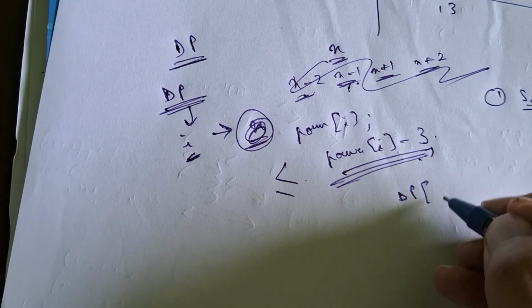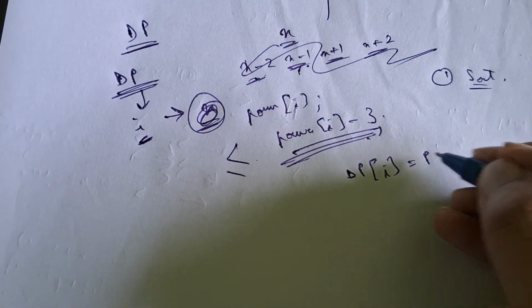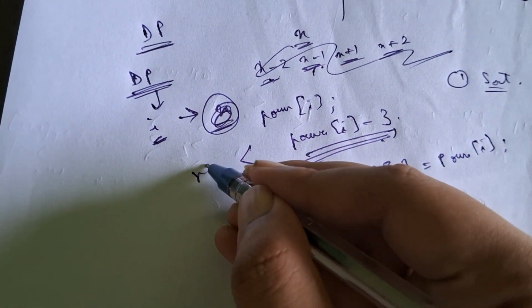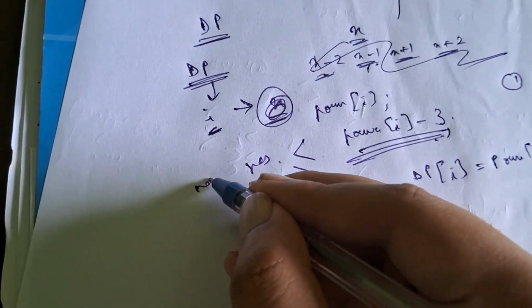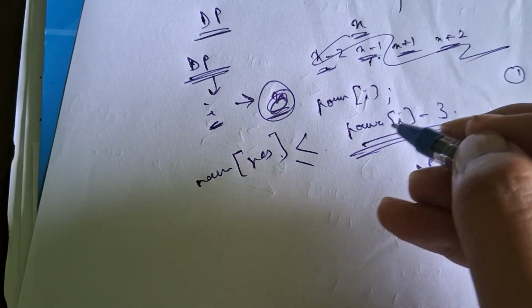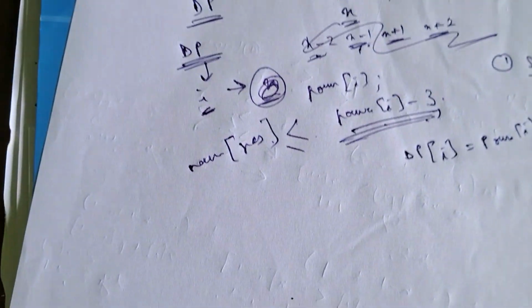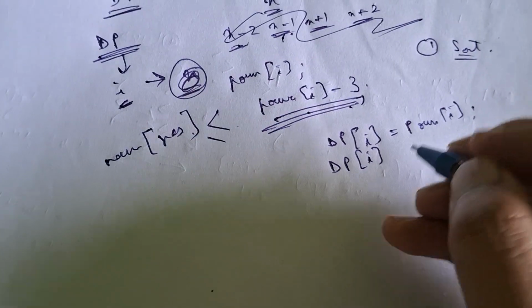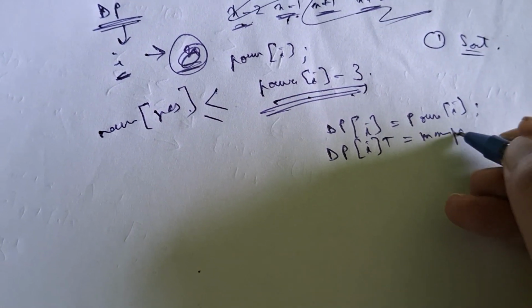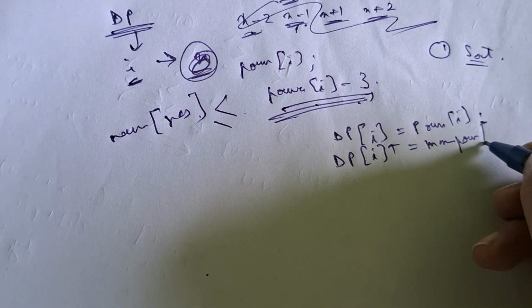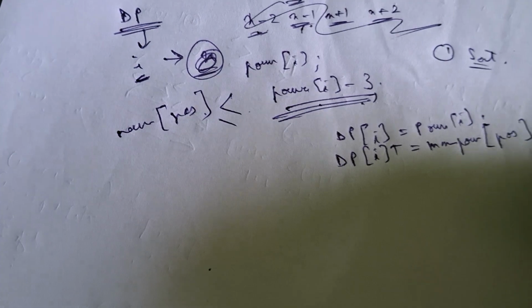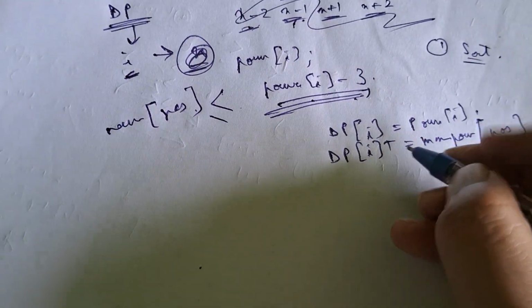Let me write the recursive function. Initially dp[i] is equal to power of i. Now if you find a position where the power is lesser than or equal to power of i minus 3, you can do dp[i] plus equals the maximum power that position can generate.